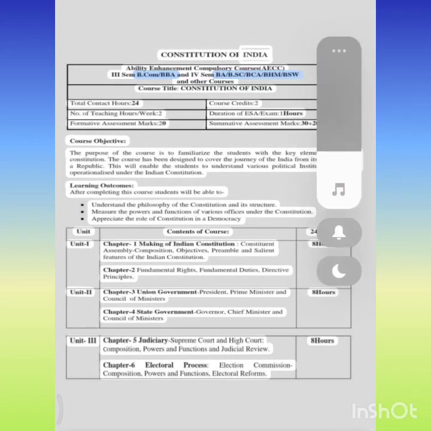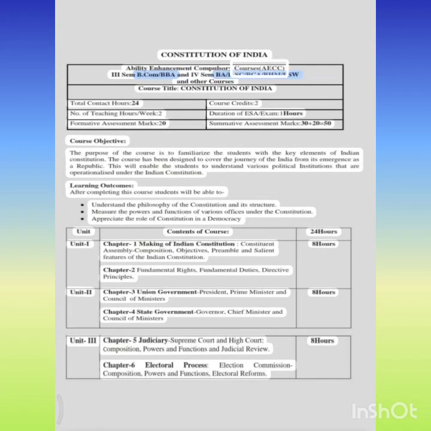Constitution of India. Ability Enhancement Compulsory Courses, AECC. 3rd Semester BCom, BBA and 4th Semester BA/BSc, BCA, BHM, BSW and other courses. Course title: Constitution of India.